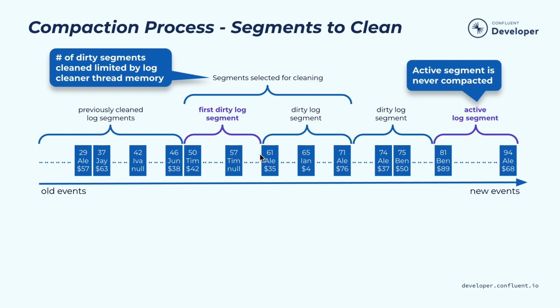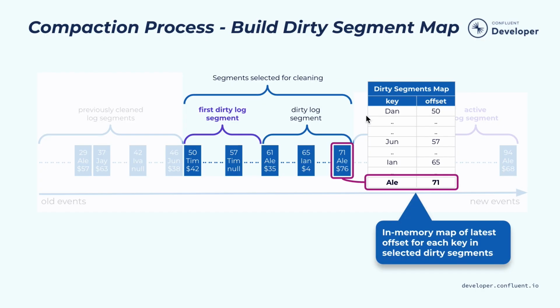The first step during cleaning is to determine a subset of those dirty segments to clean. The exact number of segments you can choose depends on how much memory you have in the broker, and also how many keys you have in this particular topic. Once we have decided the segments to clean, we scan through all those selected dirty segments and build an in-memory offset map. In this map, the key is the map key, and for each key, we keep track of the latest offset we have seen for it. This will be used for cleaning subsequently.